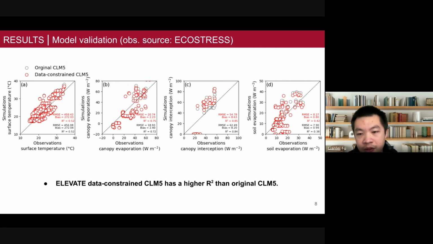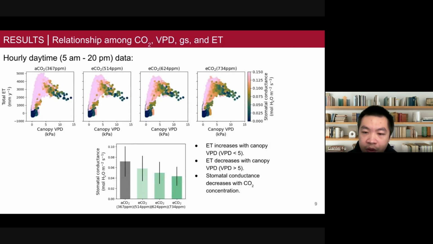This increases confidence in the model's ability to simulate tropical CO2 concentration and CO2 fertilization effects. I also want to know the relationship between CO2 concentrations, VPD, GS, and ET, and I use hourly daytime data. In the output, I observed that ET increases with canopy VPD when VPD is smaller than 5, and then decreases with VPD when VPD is larger than 5.